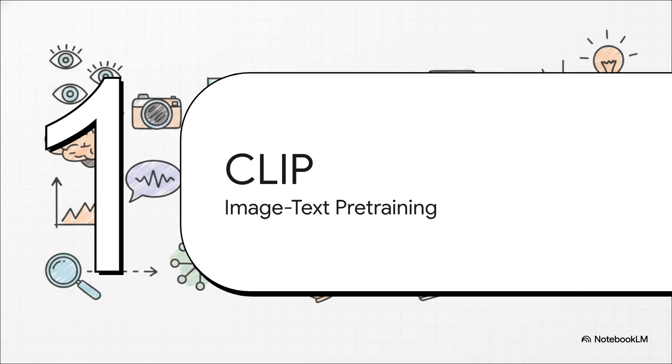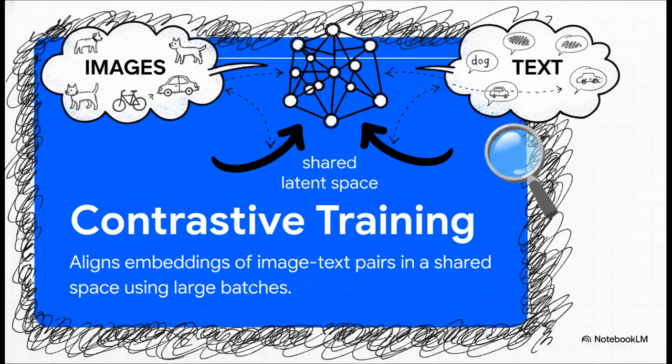Which brings us to Section 3, Contrastive Language Image Pre-training, better known as CLIP. Okay, so now our AI can process text, and it can process images. But the next massive hurdle? Getting them to actually talk to each other. And CLIP does this using something called batch-wise contrastive training.